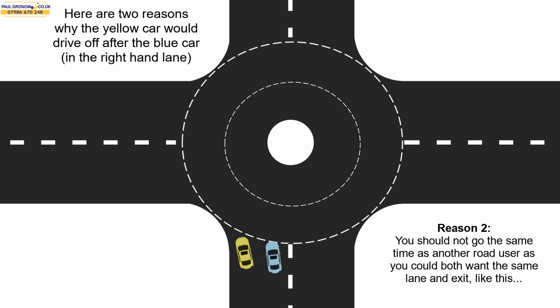Reason 2, you should not go the same time as another road user, as you could both want the same lane. Just like this. You can see the yellow car is indicating and now the blue car is indicating. One of you is going to have to stop in a hurry.